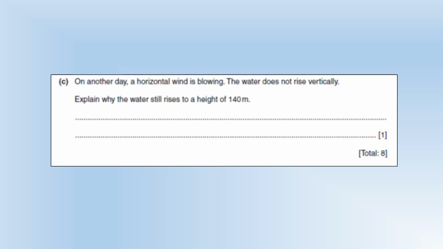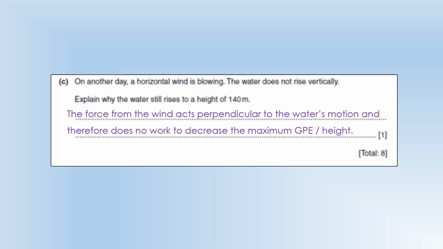But it will still attain a height of 140 meters because the wind, the force from the wind, acts perpendicular to the water's motion. So remember, the water is going straight upwards. The force from the wind, or the air particles colliding with the water, is acting horizontally. So it does no work in the vertical direction. So that means we must still achieve the same amount of GPE, or the same final height, and that completes these sections of the test.